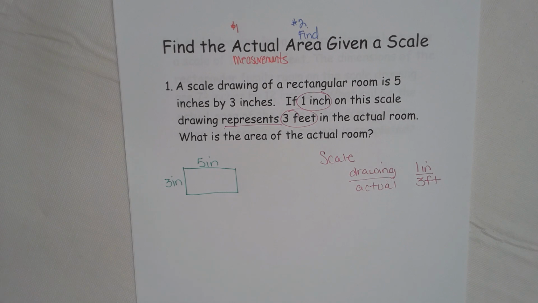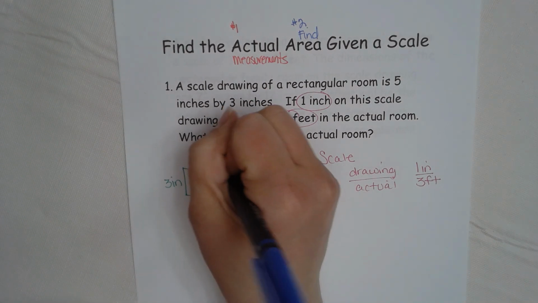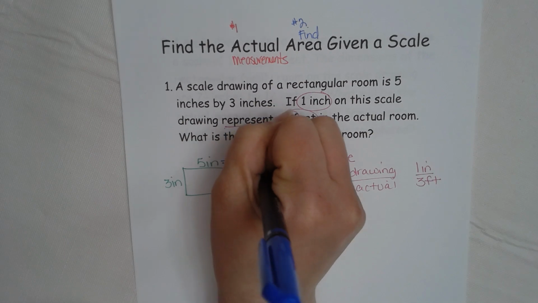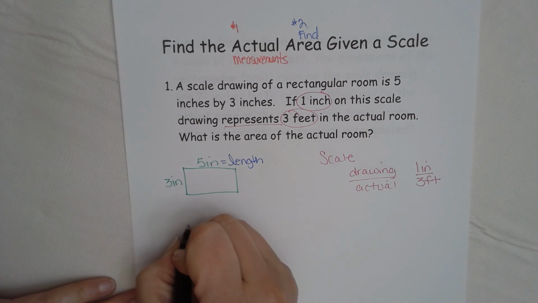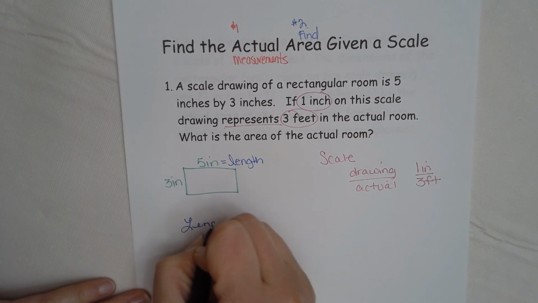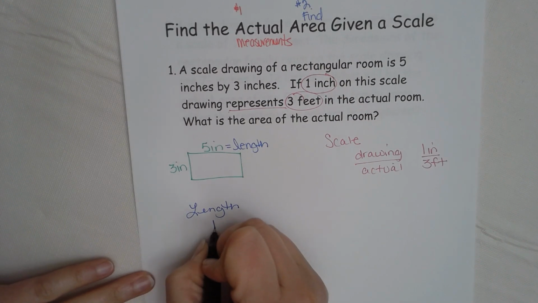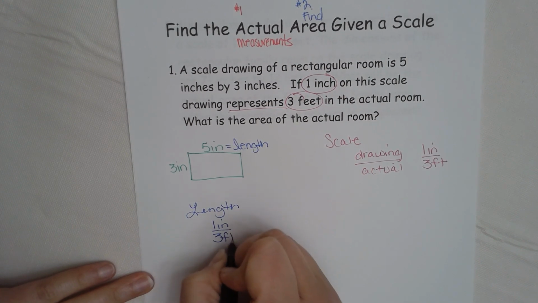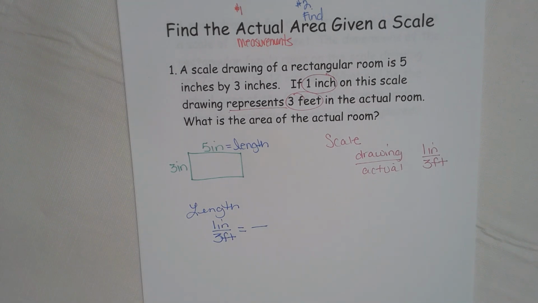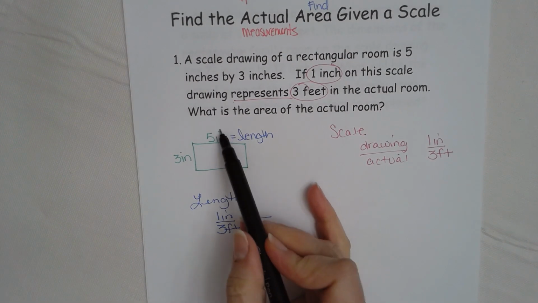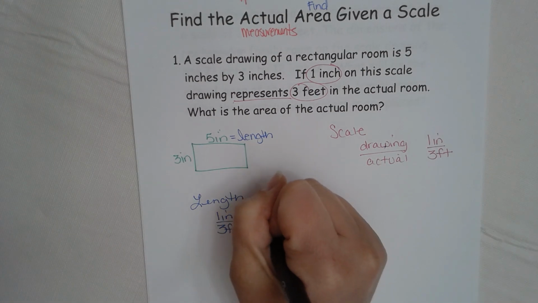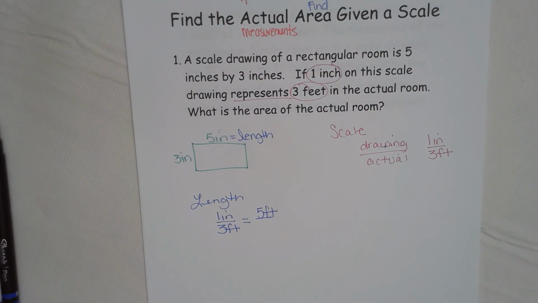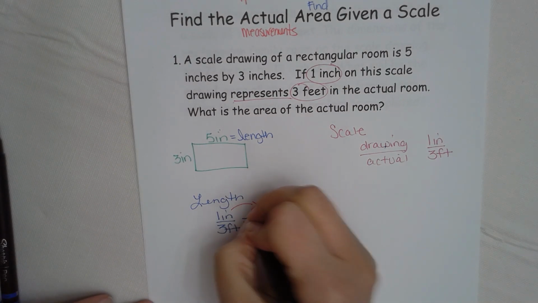So the first thing that I'm going to do is the length, or the 5 inches. Whenever you're finding a scale, you're always going to take what you're given. So here's our length. We're going to have 1 inch over 3 feet, and we're going to set up a proportional relationship. The 5 inches, that is the drawing, so that is going to go in the numerator. So we're going to put 5 inches here, and then we're going to take a look at what our jump is. What is our jump from 1 inch?